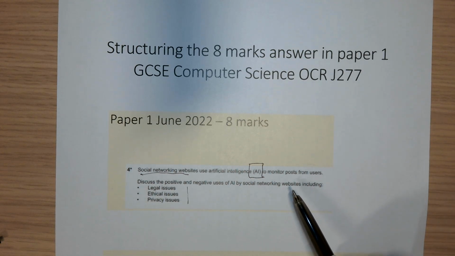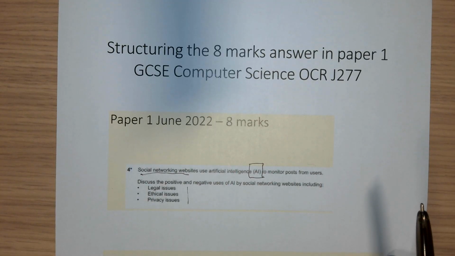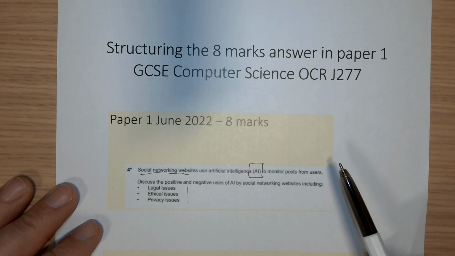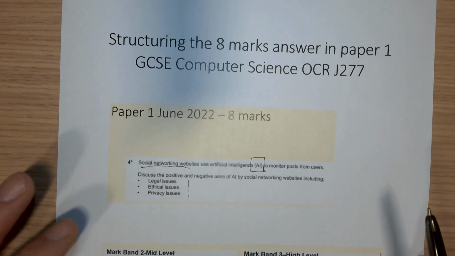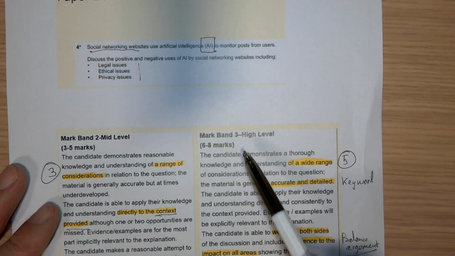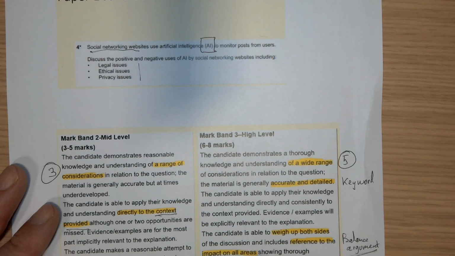Welcome to this screencast. We're looking at how to structure your long answer in the 8-mark question in paper 1 for OCR GCSE Computer Science, and we'll be using June 2022 as an example. Let's aim for the higher mark band, and that way everyone should be scoring at least the middle or upper mark band too.